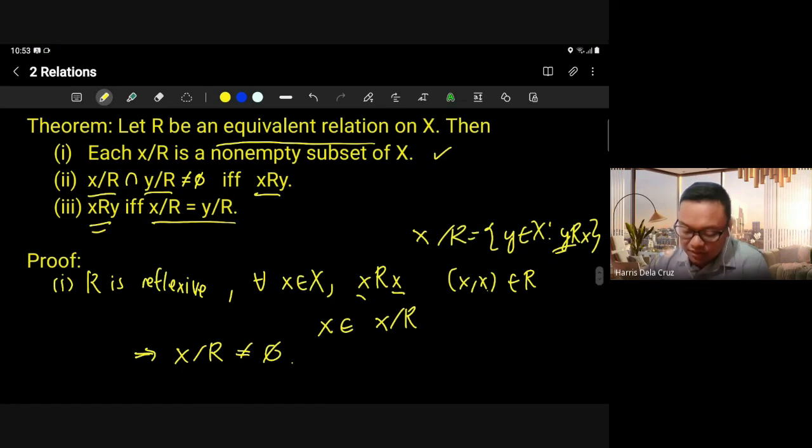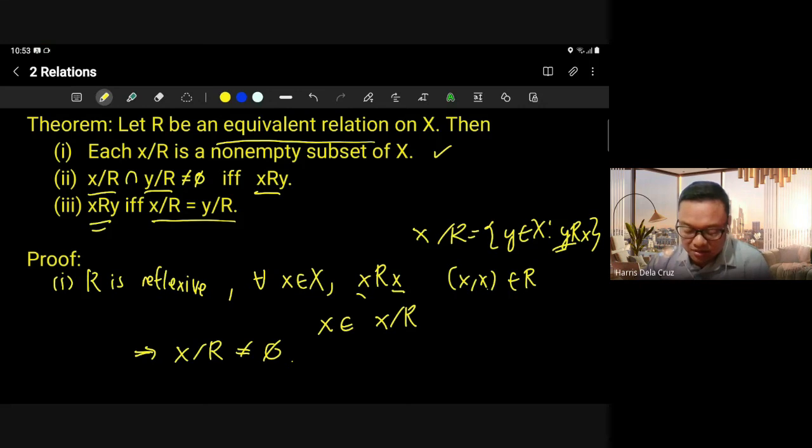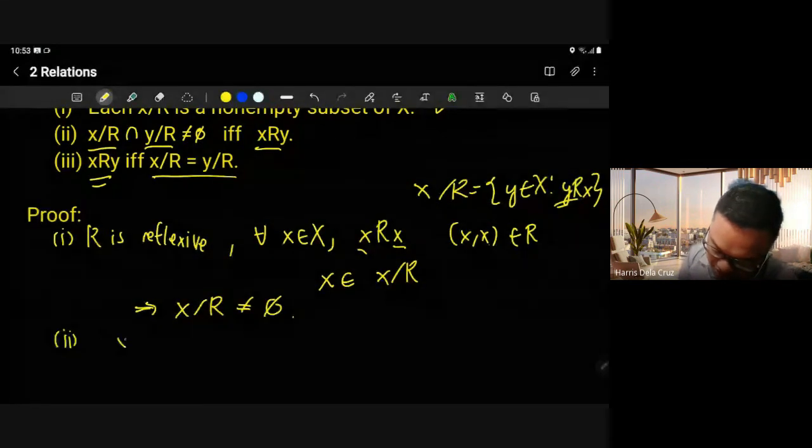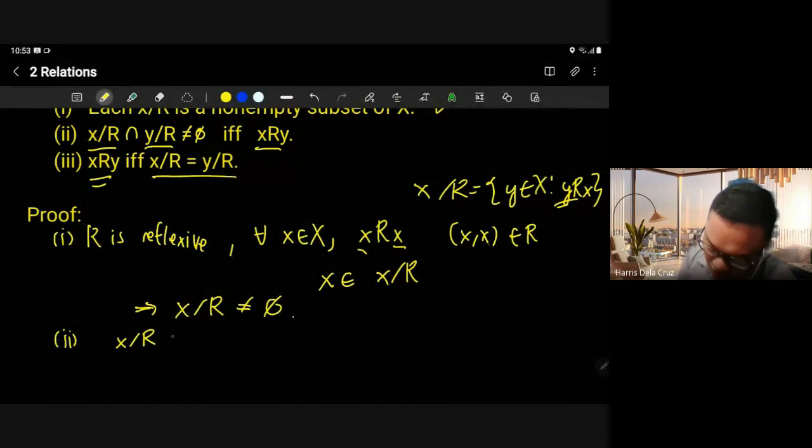Okay? So we're good with property number 1. Now, how can we show that whenever the intersection is not empty, x is related to y? So next property. Given x over R, the equivalence class, intersection, equivalence class y over R is not empty.